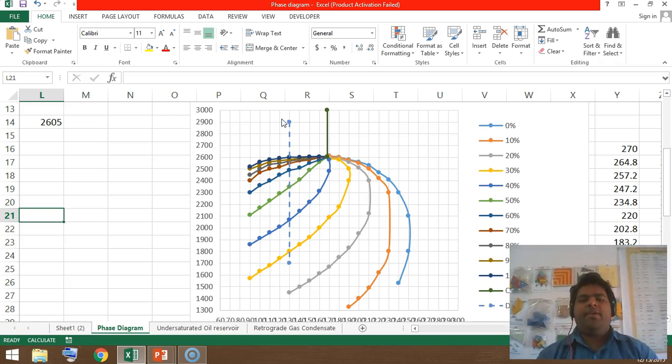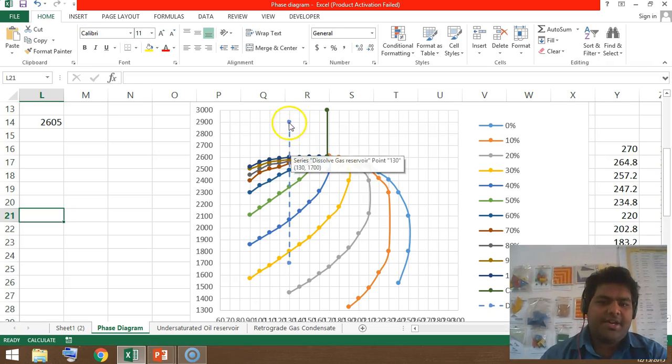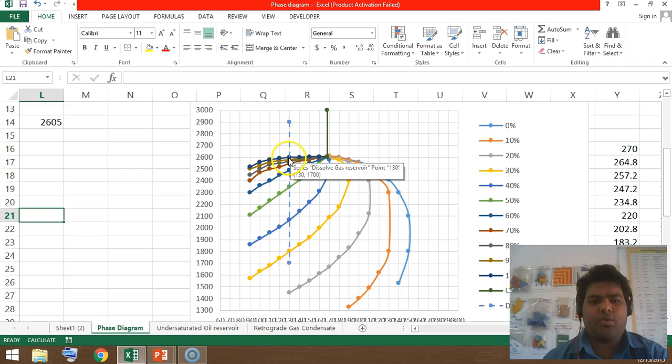Then as we start producing, the pressure drops. Until some point the reservoir fluid remains single phase. At surface we will always receive the fluid in two phases. It will be part liquid and part gas. For now we are not considering water, otherwise it will be in three phases: gas, oil, and water. So initially we will receive gas and oil, but the reservoir fluid will remain in a single phase liquid state until we reach this point.